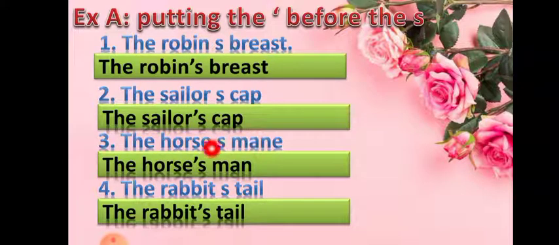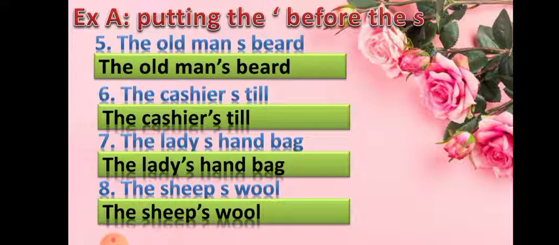The horse's mane. Number 4. The rabbit's tail. By the use of apostrophe and S, it shows that the tail belongs to the rabbit. Number 5. The old man's beard. Number 6. The cashier's till, using apostrophe and S. The lady's handbag. Number 8. The sheep's wool.